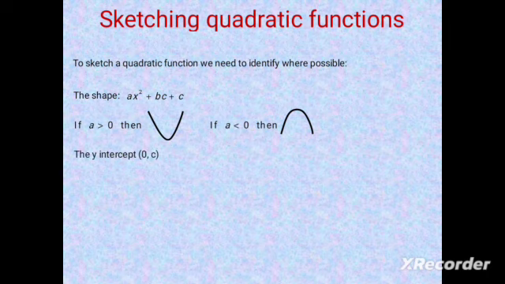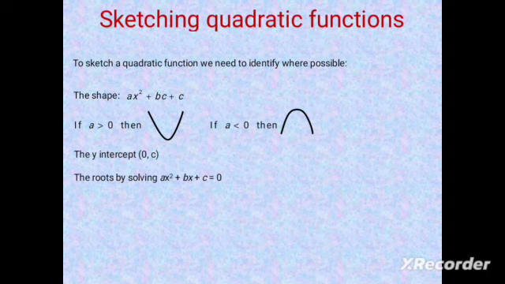And now the y-intercept also should be factored out to be able to sketch a quadratic function. So the y-intercept, of course, we know very well that at y-intercept the value of x is equal to 0. And if you were to write the coordinates of the y-intercept, then the value of it will be 0, c. So that is what we are talking about in this case. Now the roots, by solving ax squared plus bx plus c equal to 0.